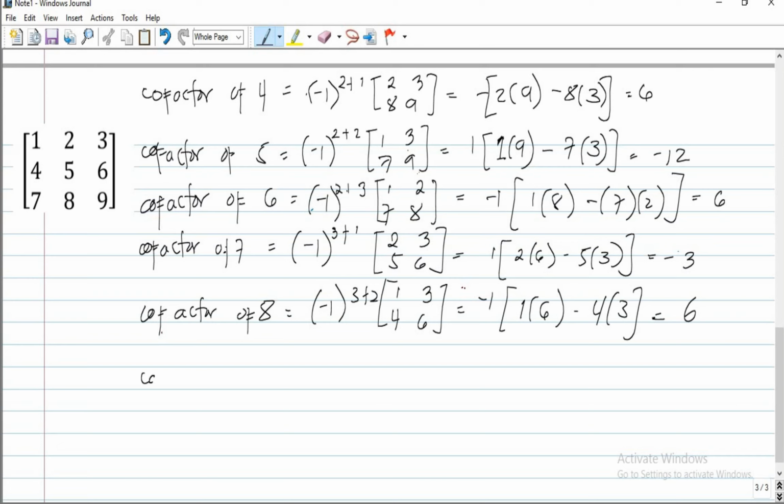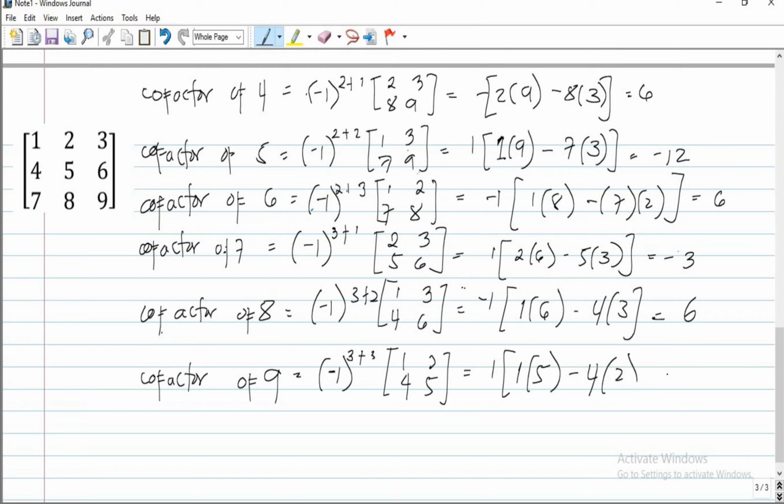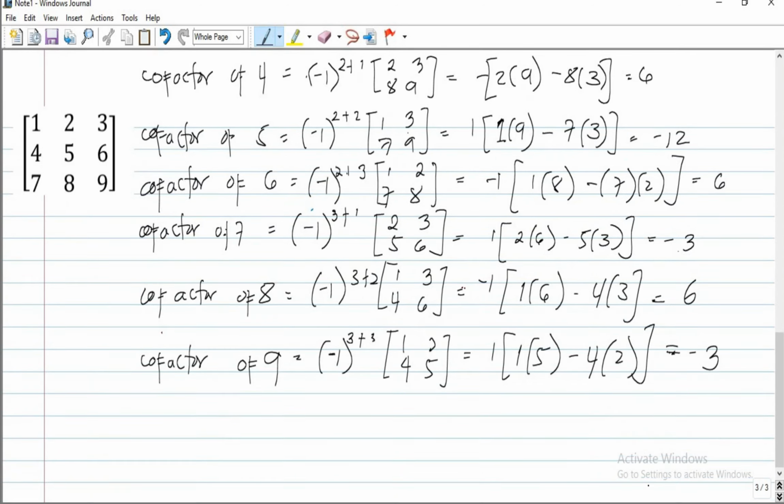Lastly, for the cofactor of 9, that is equal to negative 1 raised to row 3, column 3, with the elements 1, 2, and 4. This is equal now to 1 multiplied by 1 times 5 minus 4 times 2. This is equal to 9. So for the final answer, the cofactor of the matrix with elements 1, 2, 3, 4, 5, 6, 7, 8, 9, the cofactor is 3 by 3.